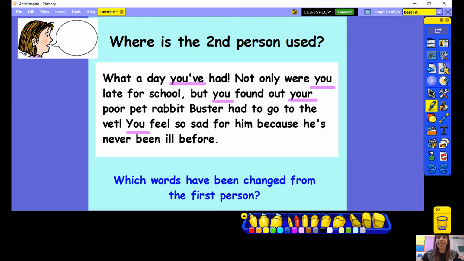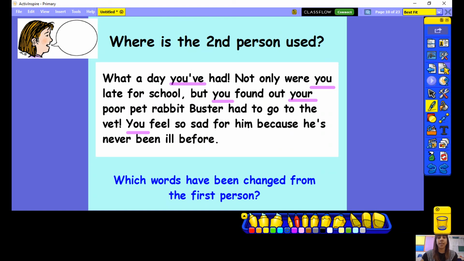Okay, so hopefully you spotted the words I have highlighted there for you. You've, which is the contraction for you have, you, your. All of these words are as if we were talking about somebody else's action. So that's the second person. So first person, you're talking about yourself. Second person, you're talking directly about somebody else.